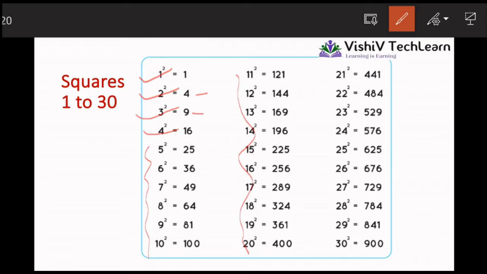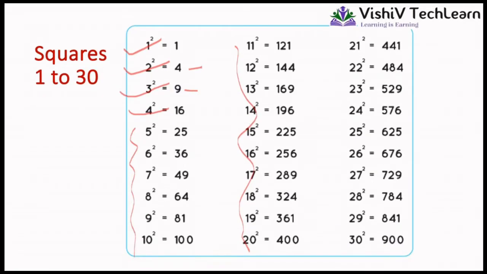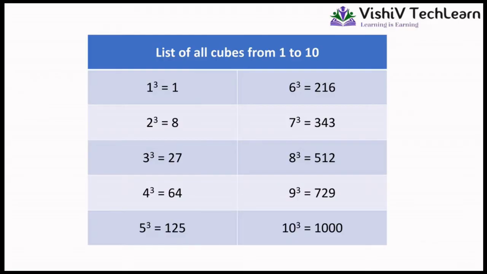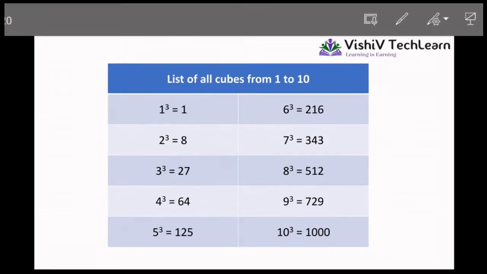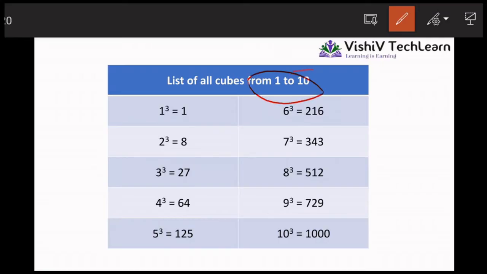So if we compare with the multiplication tables as we have seen on the last 3 slides, those are very important as compared to those multiplication tables. Squares are also important, but a little of lower level. Similarly, we have list of cubes or table of cubes. Table of cubes for 1 to 10, as you can see here.